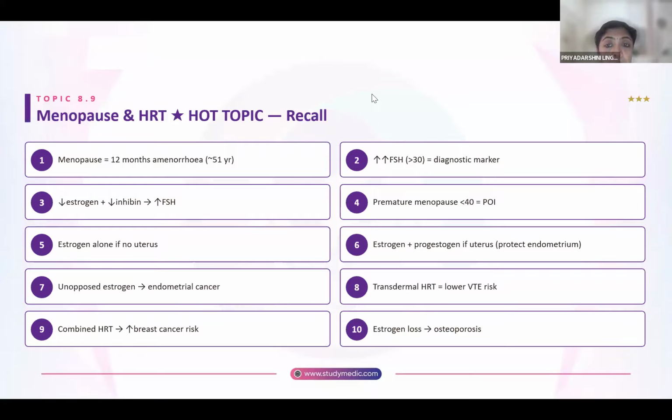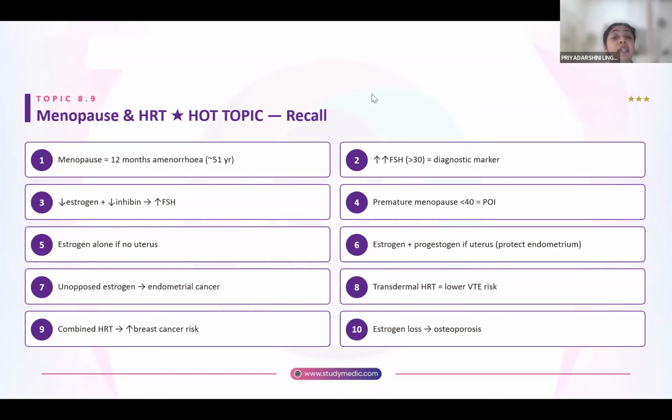Menopause. What is premature menopause? Whenever the woman is less than 40 years and she has got menopause, then it is called premature menopause. Coming to the use of hormone replacement therapy, women who have no uterus, give her only estrogen. Women who have a uterus, give her estrogen and progesterone, because the progesterone is the one that is going to protect the endometrium of the uterus. If the endometrium is not protected, she can land up in endometrial hyperplasia and endometrial cancer. That is the reason you use progesterone here.